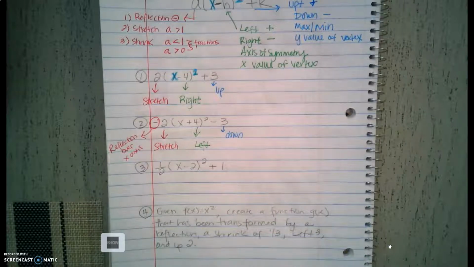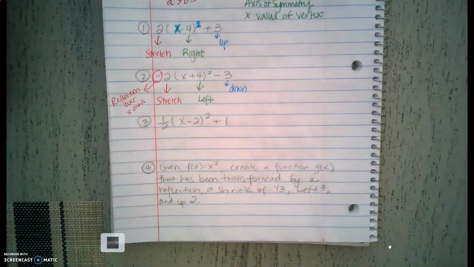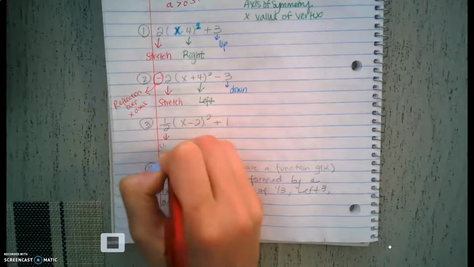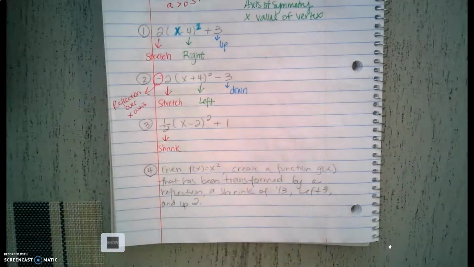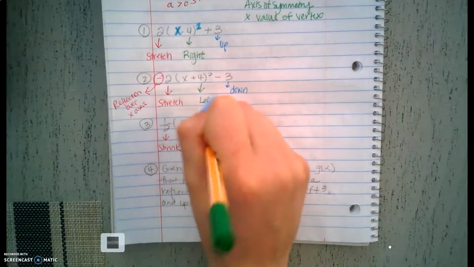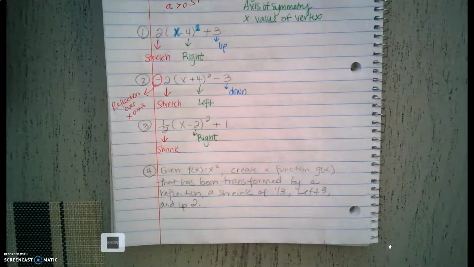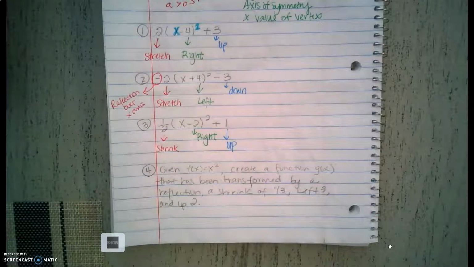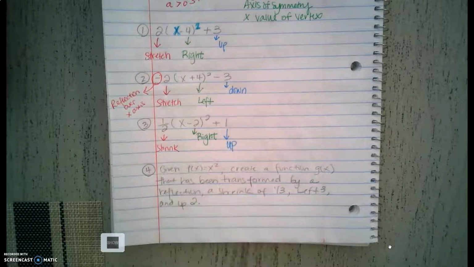Then we have our next example here. We have 1/2. This 1/2 is less than 1. That's a shrink. We have minus 2, so that's going to be to the right. And then we have plus 1 to finish this off. That's going up. Looking at these though, before we move on to our last example, let's identify our vertex, our axis of symmetry, and our maximum and our minimum. That's a really good skill to have.